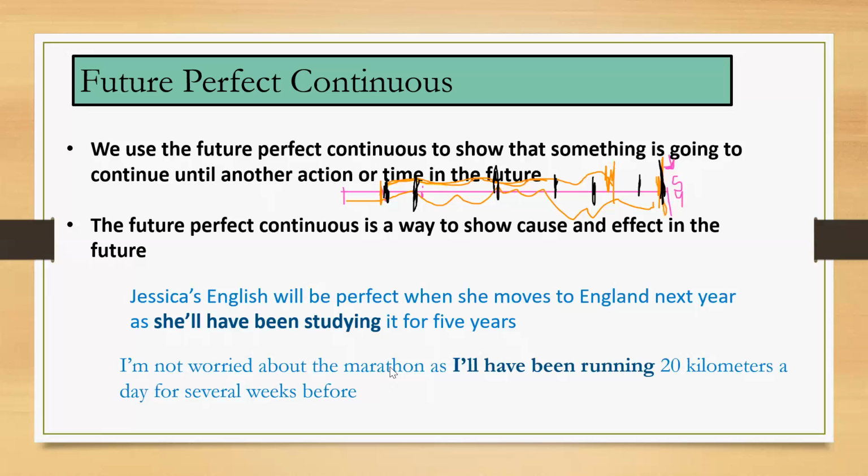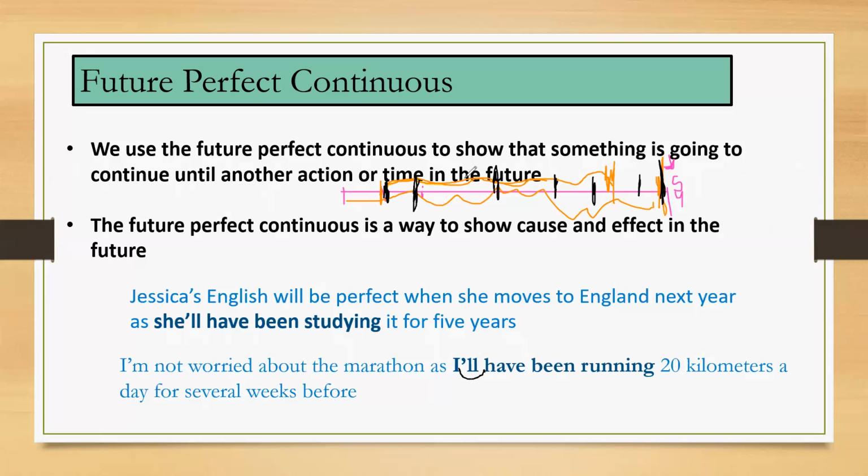So, let me move this. Another example, I'm not worried about the marathon as I will have been running 20 kilometers a day for several weeks before. Okay, so by the time I run the marathon, I will have been running. Okay, so in order to build the future perfect, we have to use the will, of course.